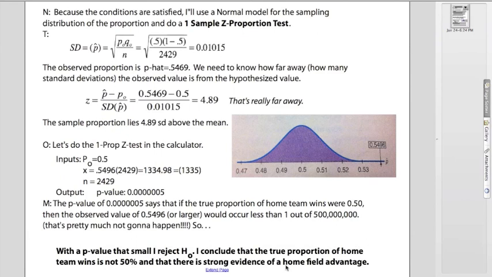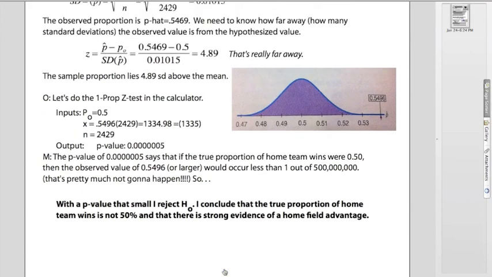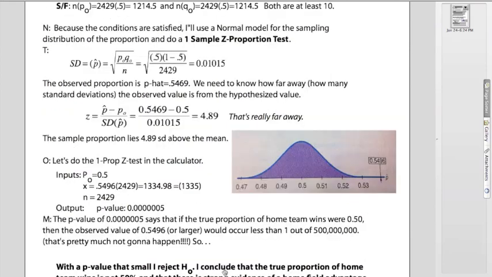With a p-value that small, I'm going to reject my null, or reject H0. I conclude that the true proportion of home team wins is not 50%, and you could state there is more than 50% because our alternative was greater than, and that there is strong evidence of a home field advantage. All right, so we went through each of the PHANTOM pieces, P-H-A-N-T-O-M. I put in each part that was important.